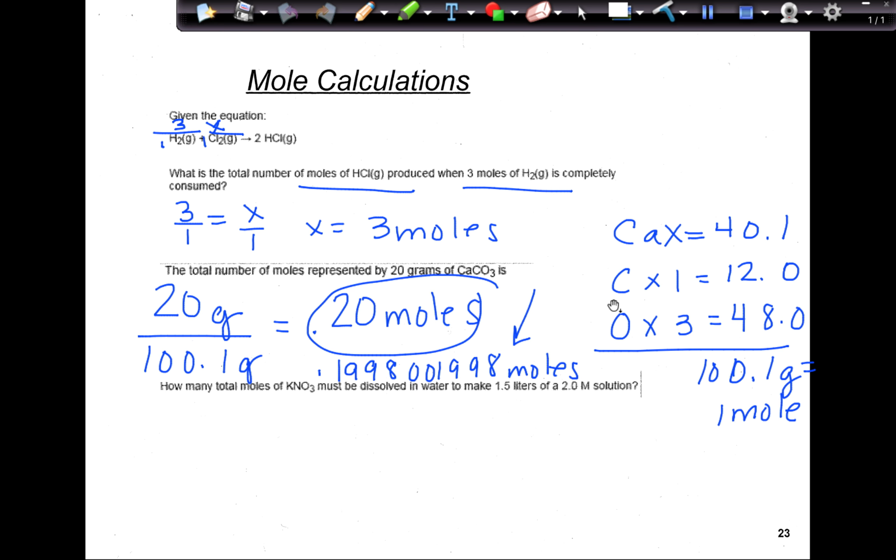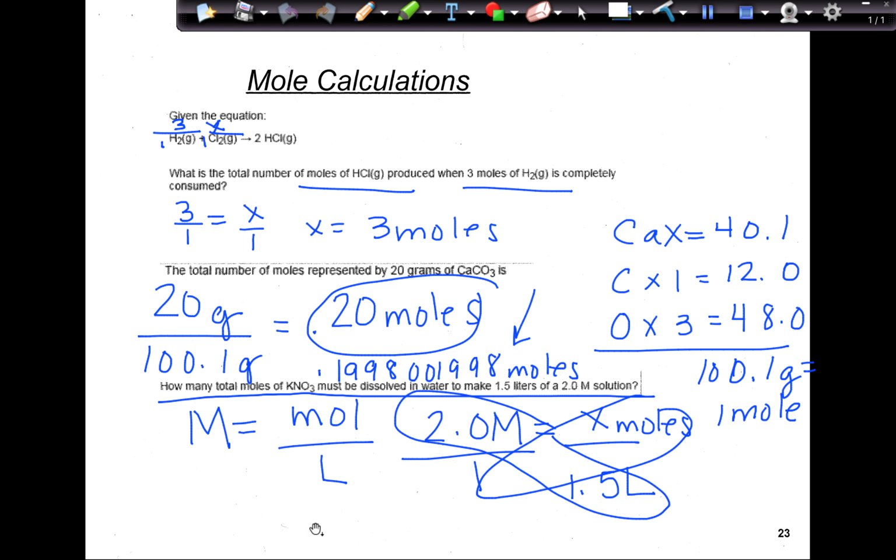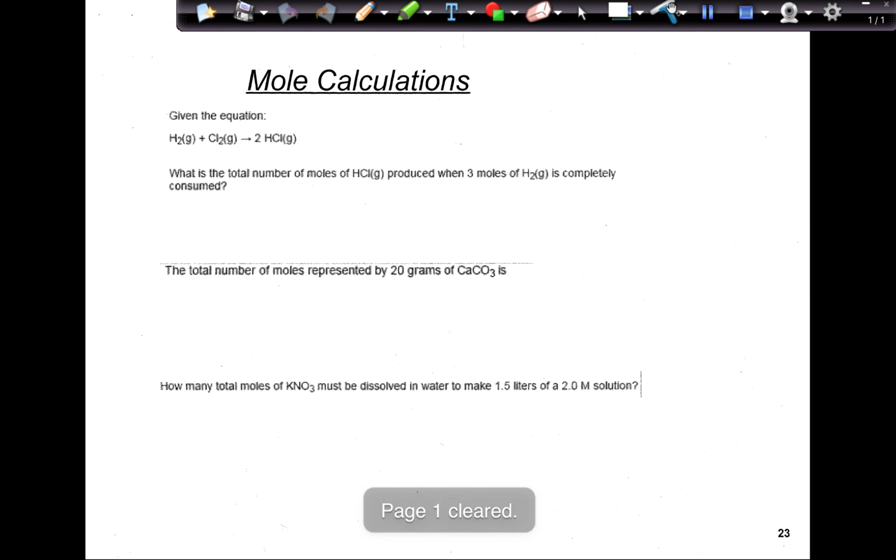Now you could have put anything that was rounded properly from here, and I would say that you should have put the 0.20 or the 0.1998. Make it easy for yourself and round at an easy spot. But if they ask you for moles and they talk about liters and molarity, we're going to use the formula molarity equals moles divided by liters. And so we have a 2.0 molar solution, and we have 1.5 liters, which means my moles is my X. I'm going to cross multiply and solve for X. And X equals 3 moles.